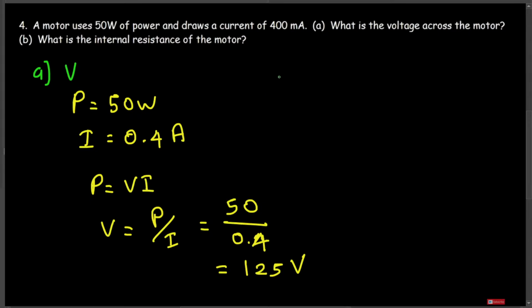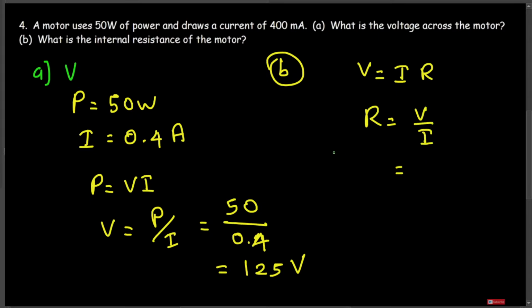Now let's look at the B part. The B part is asking what's the internal resistance of the motor. So we have to find out the R. We have the voltage, we have the current, we have the power. So we can actually use Ohm's law, V is equal to IR, and find out the resistance. So resistance is equal to V divided by I, and we just found out the V, that is 125 volts, and that is divided by the current given, that is 0.4 ampere.